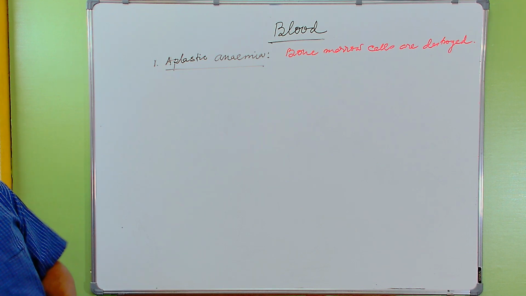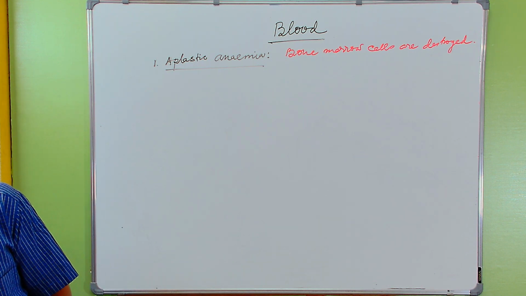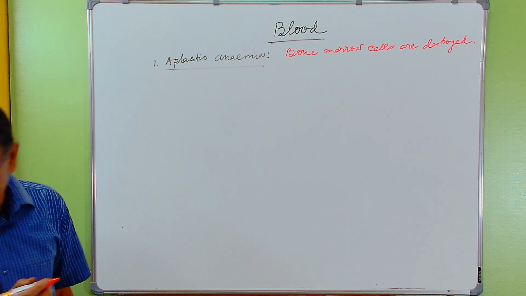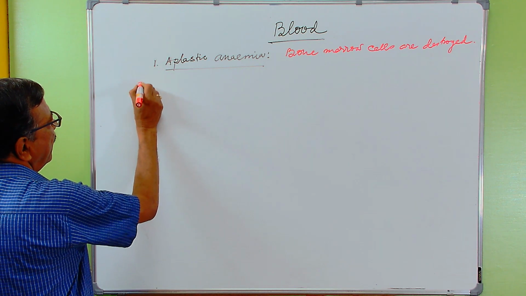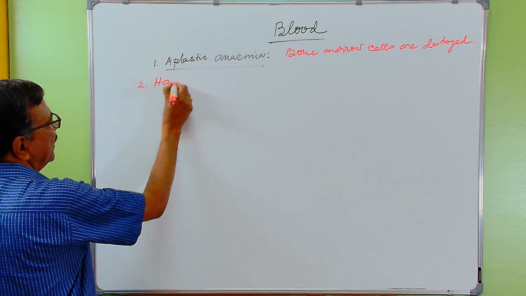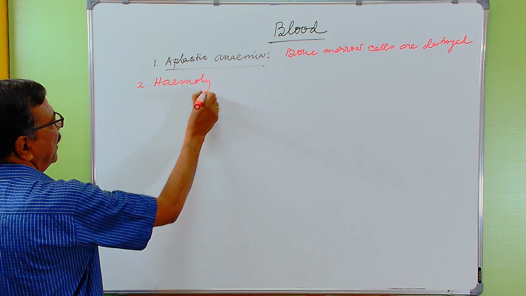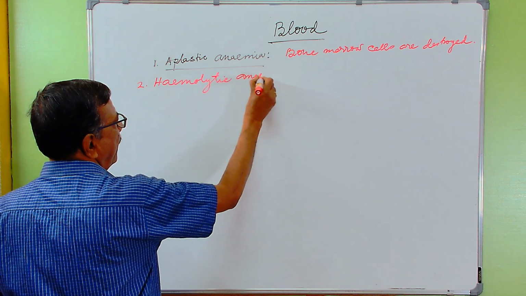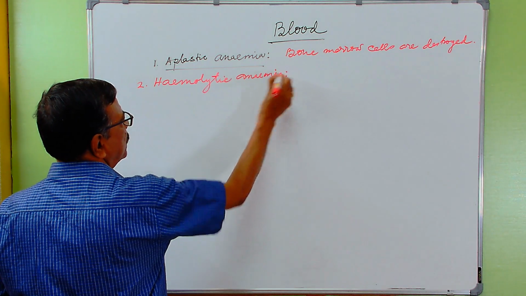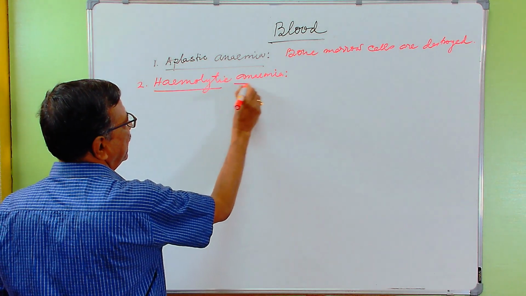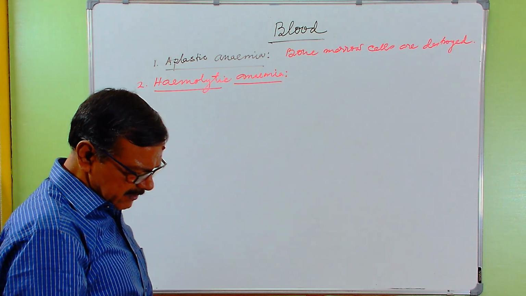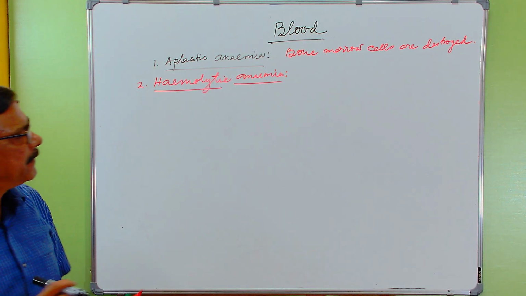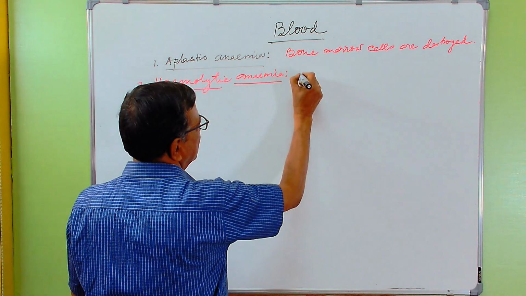Next one I will write, in red: hemolytic anemia, H-A-E-M-O-L-Y-T-I-C. Number 2, hemolytic anemia. Hemolytic means something gets lysed, that is, RBC breakdown. You write: breakdown of RBC.